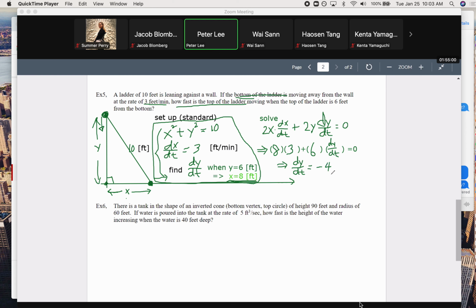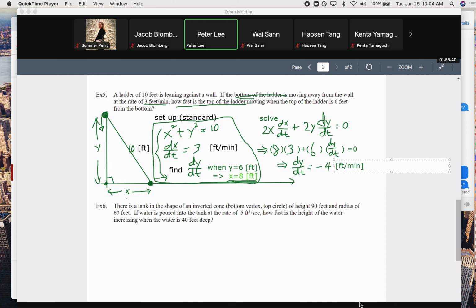Minus 4, what is the unit here? The unit will be feet per minute. And do we expect dy/dt to be a negative number? Yes. Because the top of the ladder is actually going to come down. As that point comes down, the distance y is actually going to shrink. Therefore, dy/dt is expected to be a negative number. So we get negative 4, a negative number, and that makes sense. Any questions here?